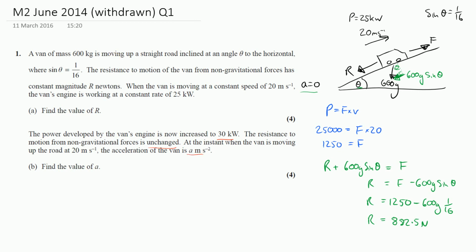So let's think about this time around. I'm going to need to do the same calculation to begin with for power. That is to say that power is equal to the driving force multiplied by velocity. So in this case, 30,000 is equal to F multiplied by the current velocity of my van, which is 20 meters per second. Dividing through, I find that 1,500 is equal to my driving force.